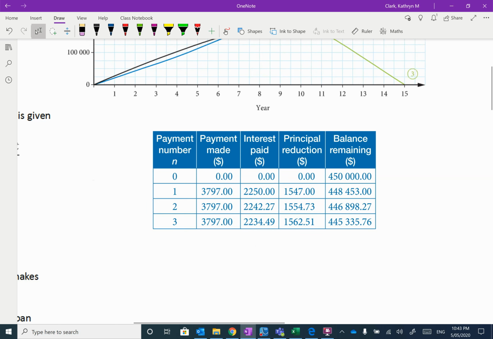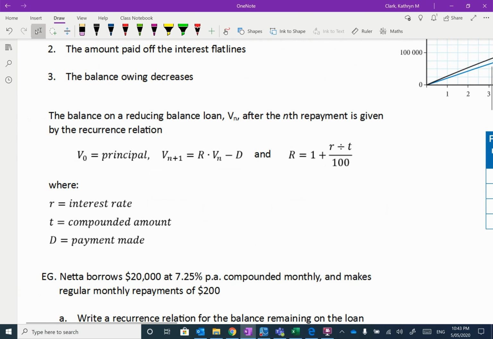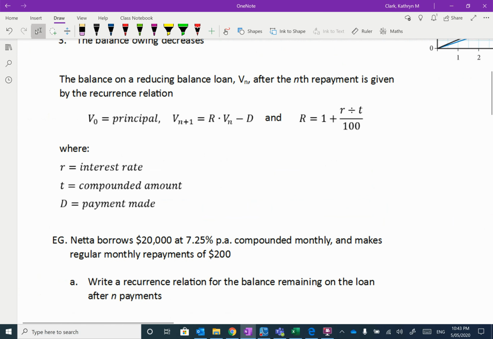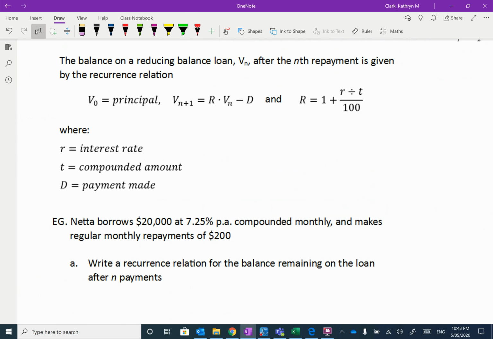But for now, we're going to be looking at recurrence relations. A recurrence relation includes both a payment and an interest increase, so it's going to contain both an R value and a D value. In this case, our D value is just how much you're paying off, whereas our R value is going to consist of the interest rate. So it's a combination of our simple and our compound interest formula from the previous chapter.